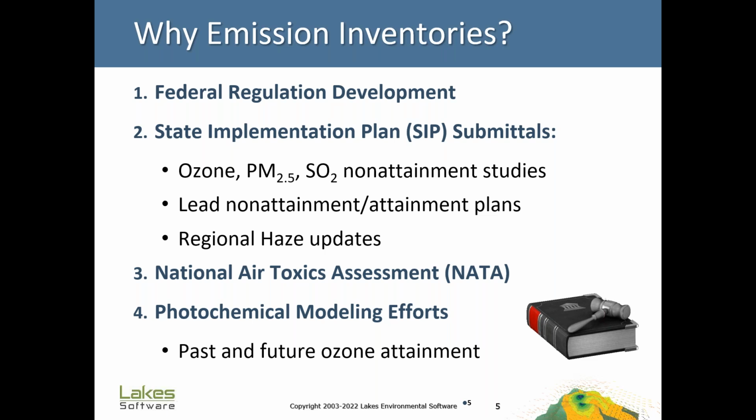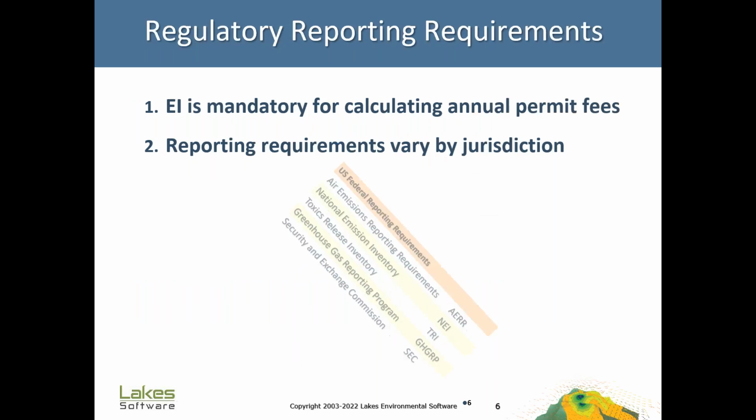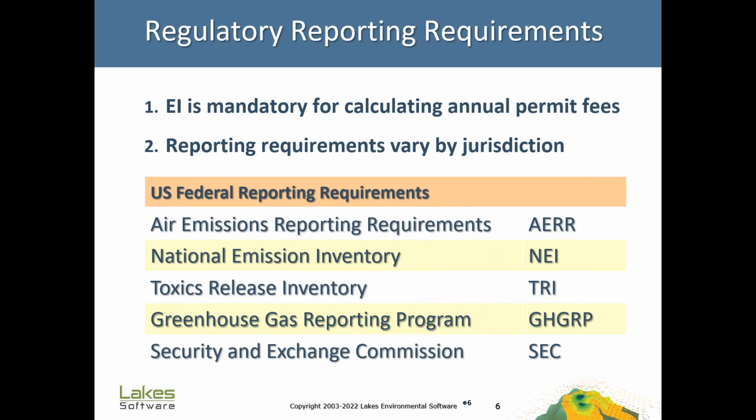So I have the State Implementation Plan, SIP. We need to do a whole bunch of studies with criteria and hazardous air pollutants. We have the National Air Toxics Assessments. We need to report things to TRI. We need to do photochemical studies. And in summary, these are the regulations in the US: air emissions reporting requirements, the National Emissions Inventory, TRIs, greenhouse gas reporting, and for those large corporations, the SEC.